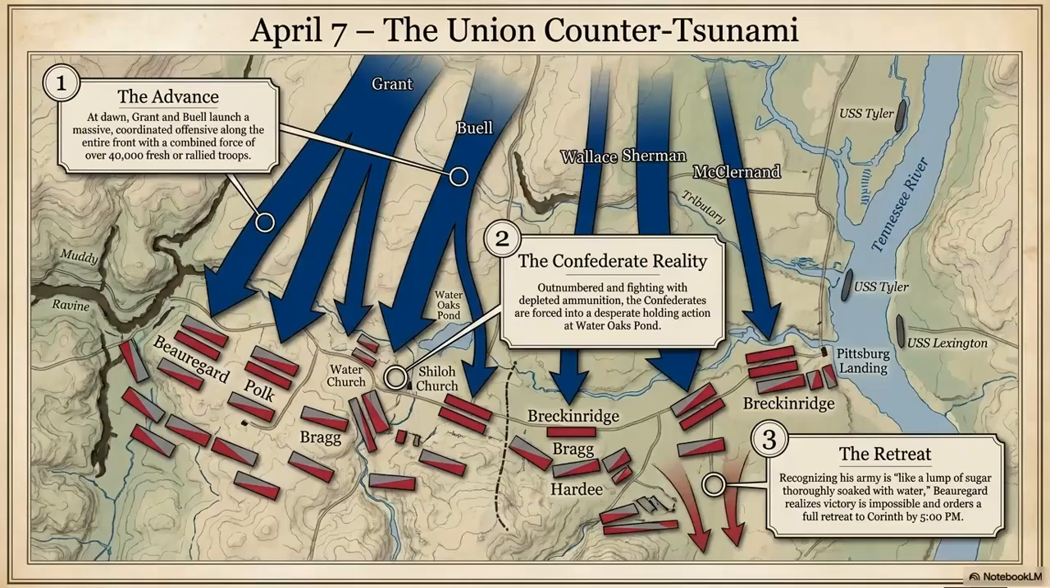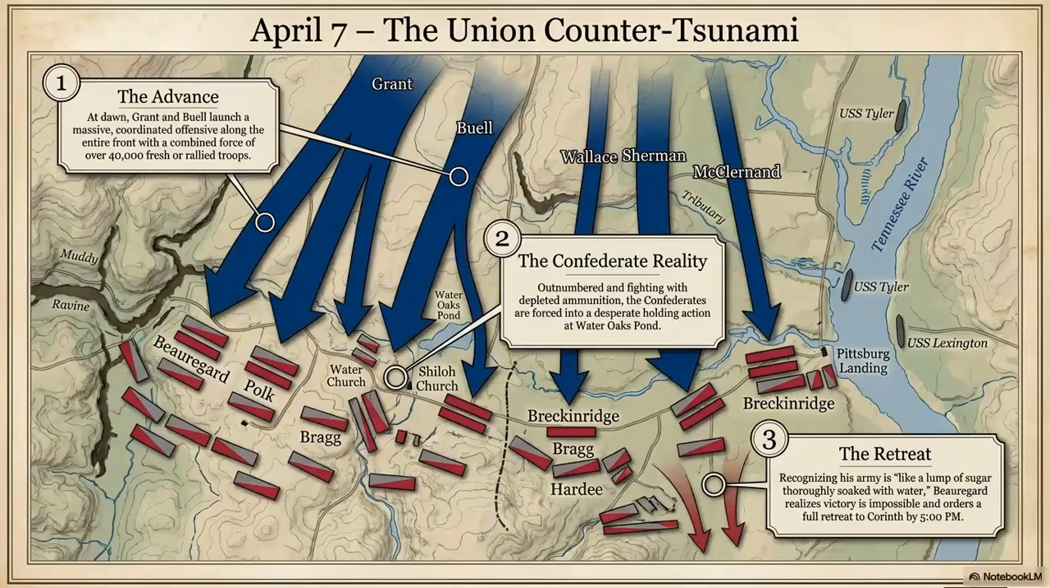The dawn brings a dramatic reversal in our final chapter. April 7, the Union counter-tsunami. Seizing the initiative at first light, Generals Grant and Buell unleash a massive, coordinated offensive along the entire front, unleashing over 40,000 fresh or rallied troops upon the enemy.